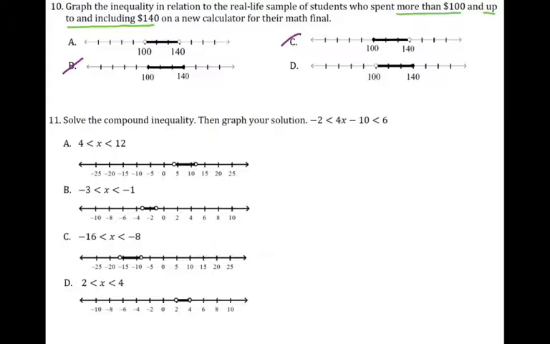Now, anytime you're looking at multiple choice, you should always try to eliminate some answer choices so you can narrow a few things down. And then it says up to and including 140. So since I can include 140, that means at 140 I can have a closed circle. So my answer is letter D.